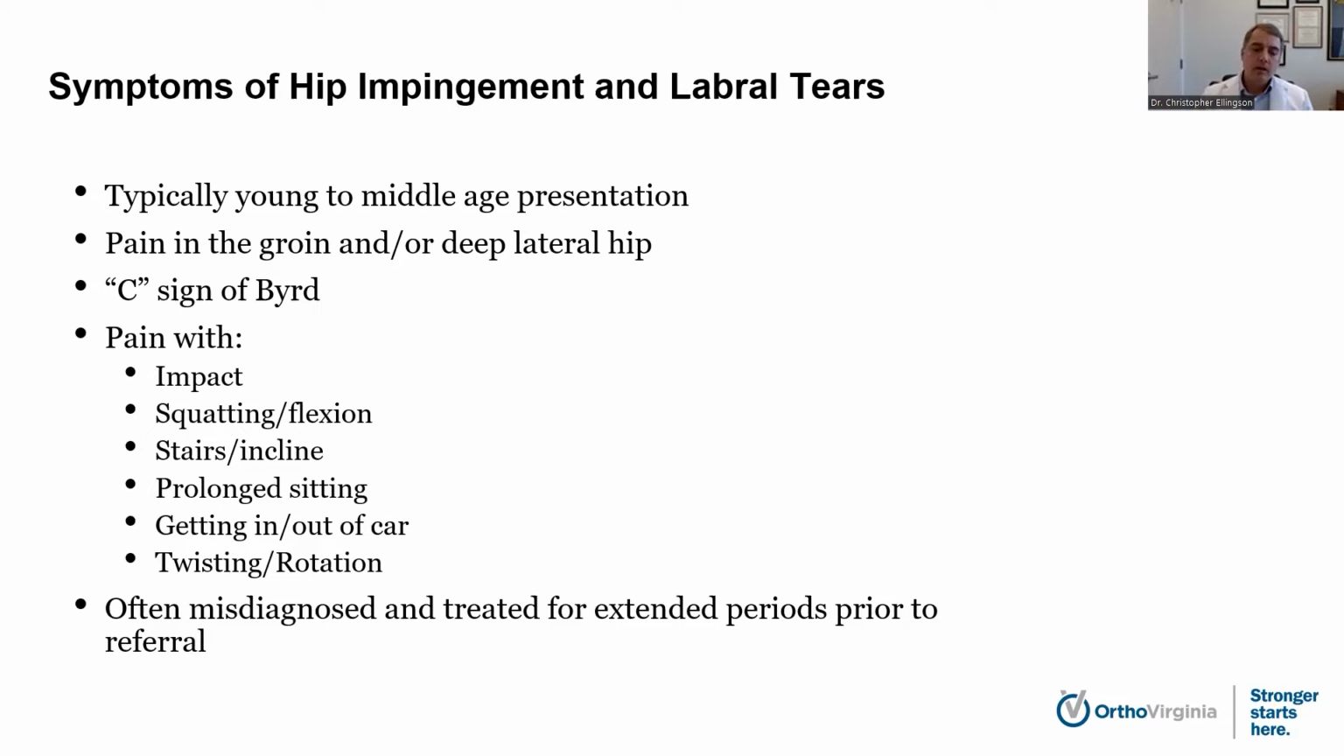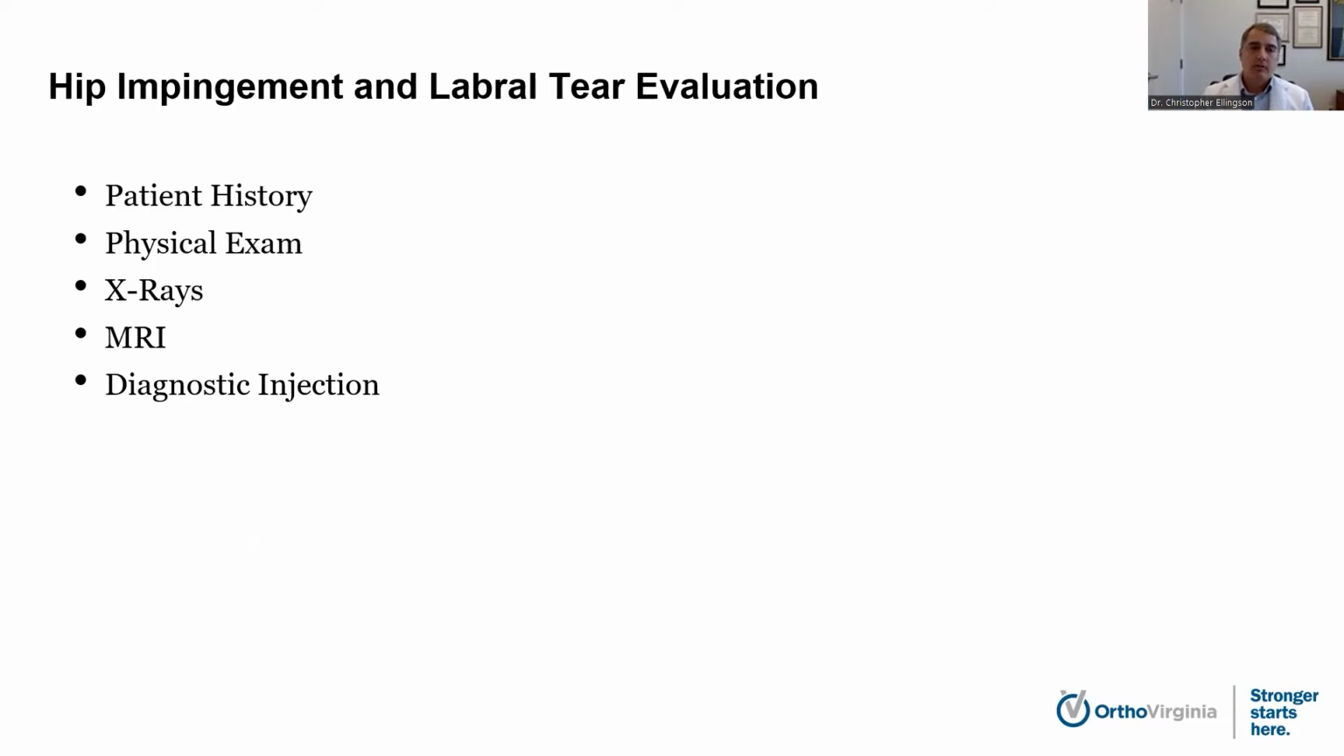Long sitting is oftentimes a complaint, like long car rides or sitting at a desk. They also notice it with certain rotational movements like getting out of a car or twisting and rotating and squatting down. Hip impingement is something that certainly has been recognized more and more as a condition that patients have, but these patients oftentimes go for a period of time being treated for a hip sprain or hip bursitis or some other condition that may not actually be an accurate diagnosis, and some of them have been treated for fairly extended periods with either activity modification, anti-inflammatories, or physical therapy prior to being actually diagnosed with hip impingement or a labral tear.